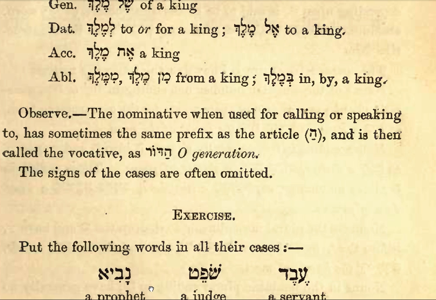Many kings did that to prophets in ancient times. I kill et nabi. I see a prophet, I see et nabi. Prophecy from a prophet, prophecy min nabi. Or in a prophet, be nabi, or by a prophet, be nabi, or min nabi, from a prophet.